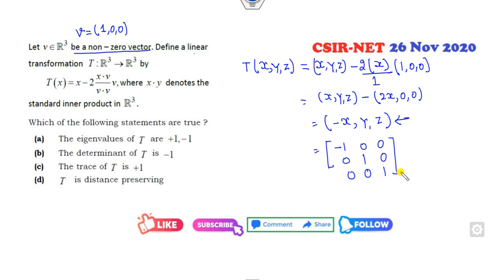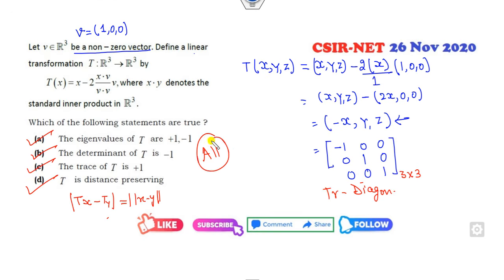Now look at that. Once you know the matrix, what are the eigenvalues? 1 and minus 1. Fine. Determinant is minus 1. Trace is plus 1. Is it distance preserving? What is the meaning of that? Tx minus Ty must be equal to x minus y. Clearly, because it's a diagonal matrix, it's a triangular matrix, so definitely the distance will be preserved. So all are my correct options.